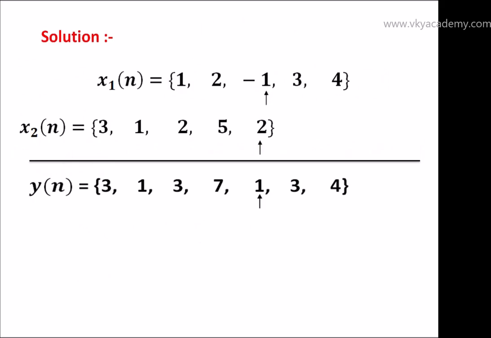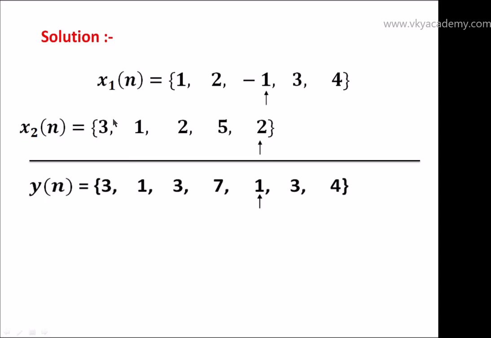What I'll do is first write down the first signal 1, 2, -1, 3, 4, and I'll arrange the second signal in such a way that the sample at origin of the second signal must coincide with the sample at origin of the first signal. So I have arranged these two signals in this manner. As you can see, the sample at origin of the first signal is -1 and the sample at origin of the second signal is 2, and they are coinciding in the same line. After this arrangement, we will perform the addition on a sample by sample basis.